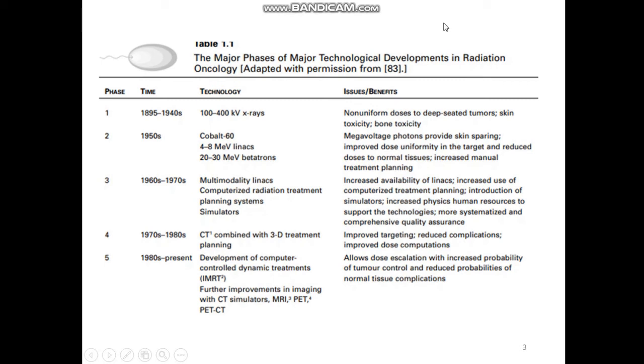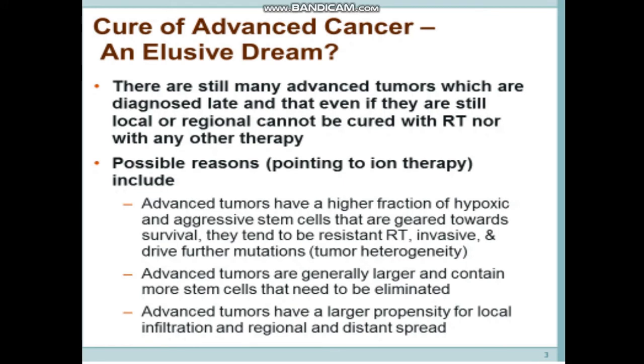And finally, phase begins from 1980s to present. Important technologies are development of computer-controlled dynamic treatments, such as intensity modulated radiotherapy, further improvements in imaging with computer tomographic simulators, magnetic resonance imaging, PET and PET scan. Important issues are allows dose escalation with increased probability of tumor control and reduced probabilities of normal tissue complications.